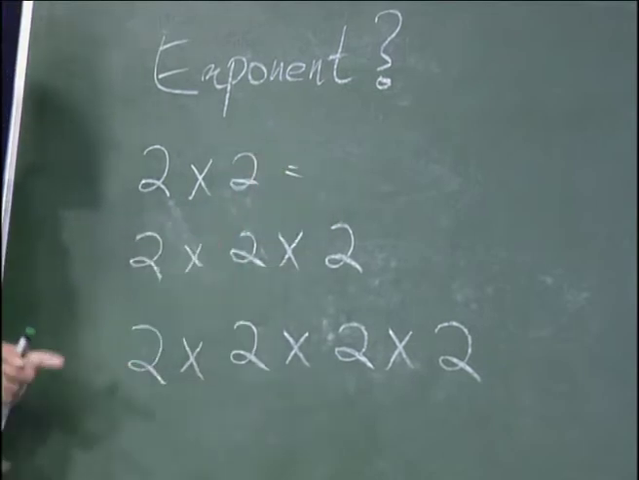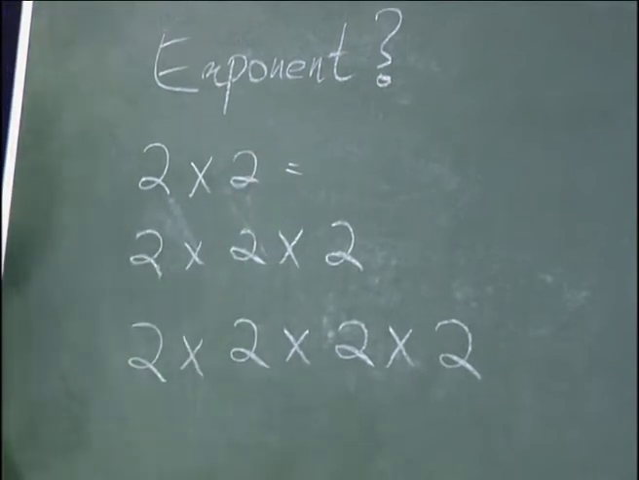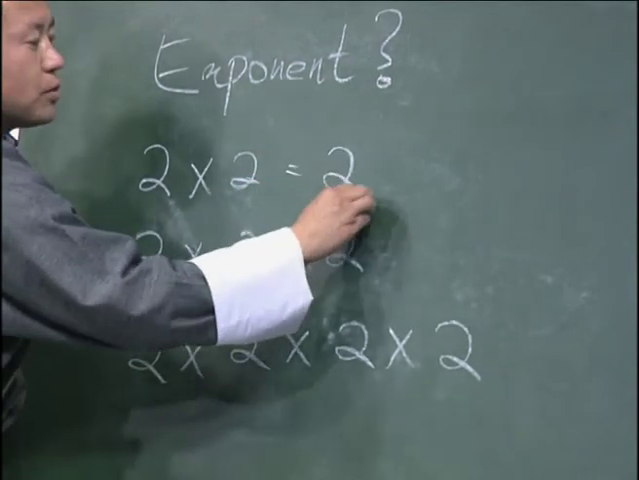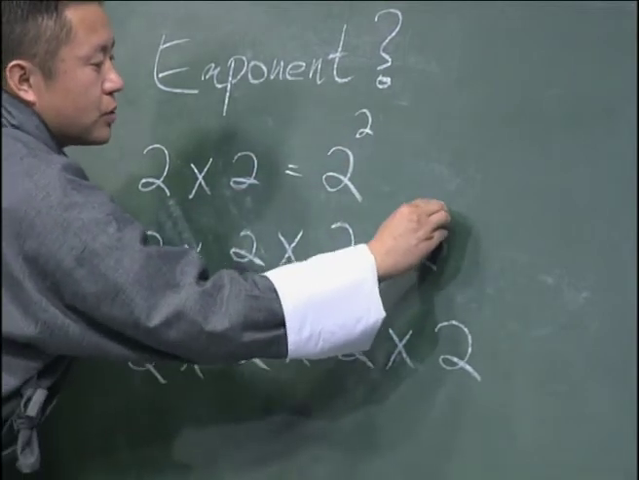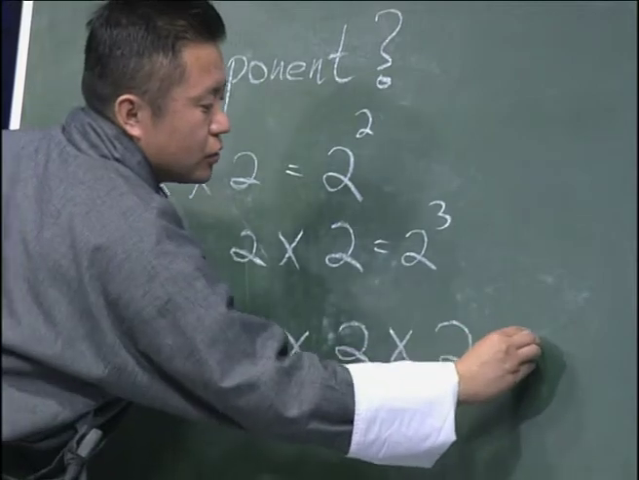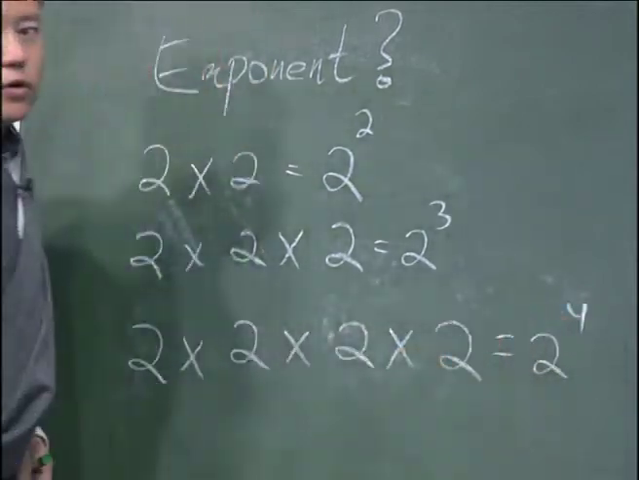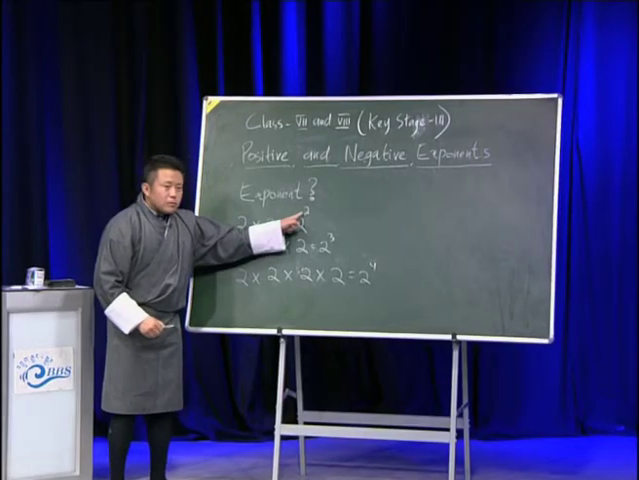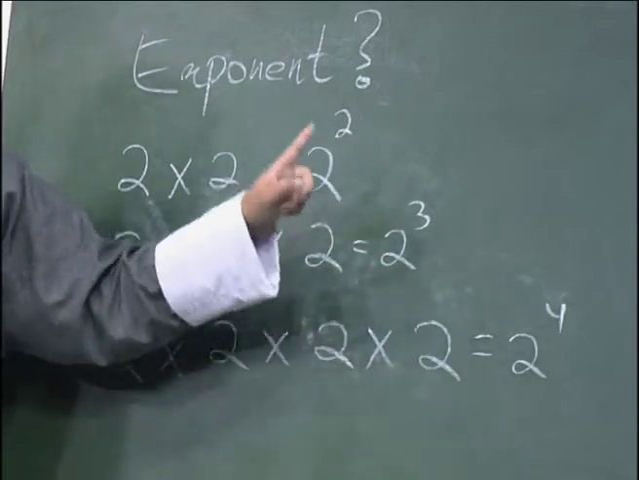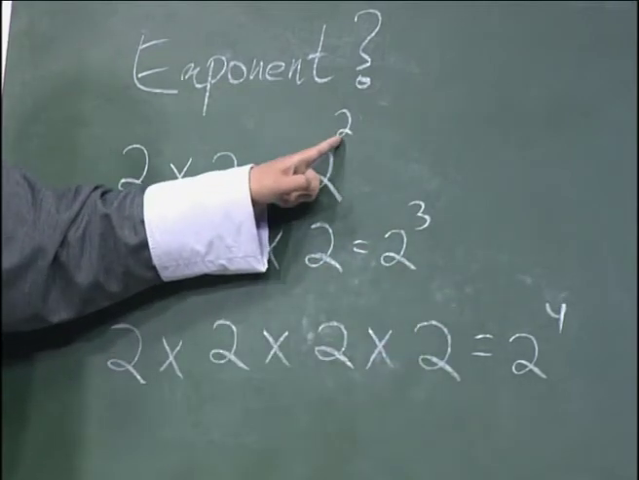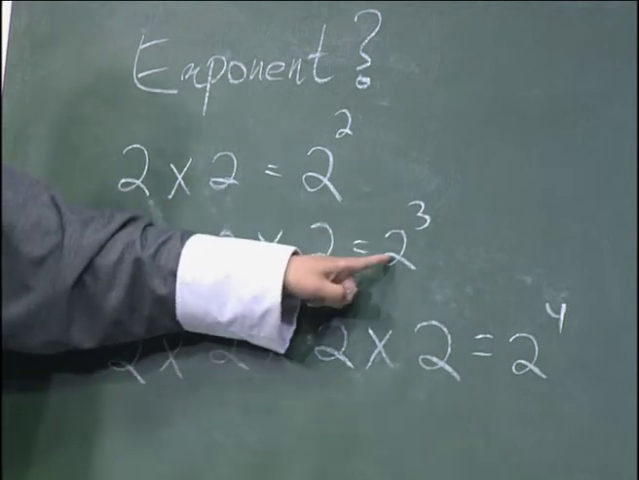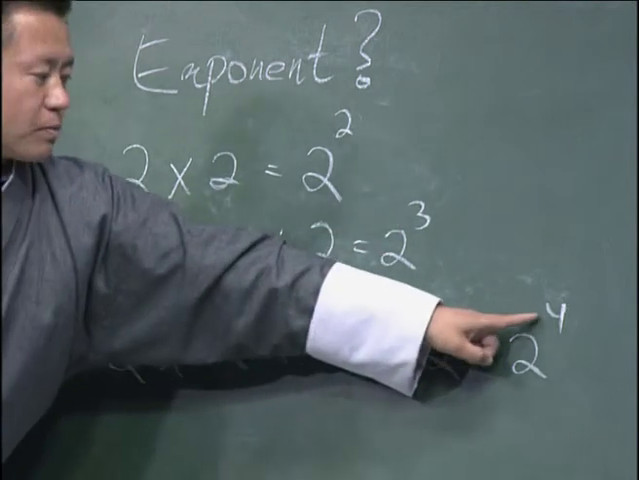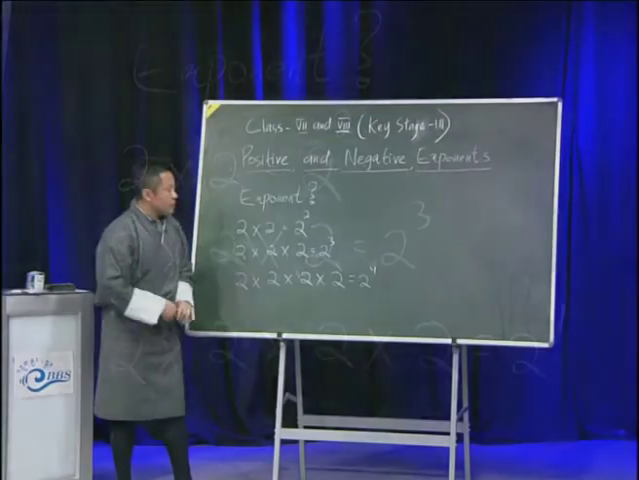Instead of multiplying again and again, it can be written as 2 raised to 2, 2 raised to 3, 2 raised to 4. What does it mean by this 2, 3, 4? It means you're multiplying 2 two times. You're multiplying 2 three times. You're multiplying 2 four times.